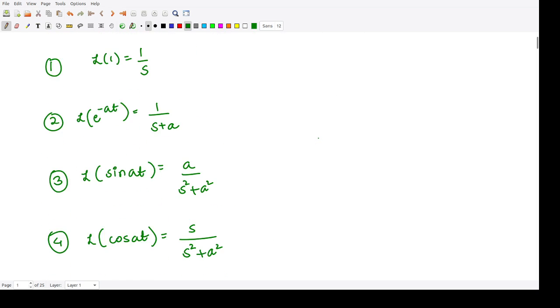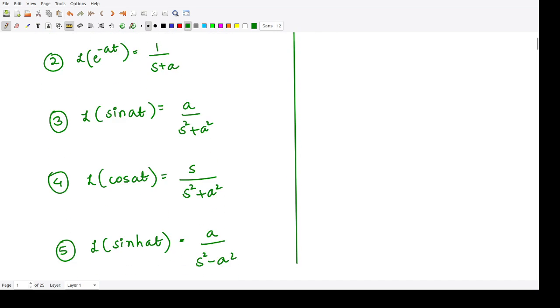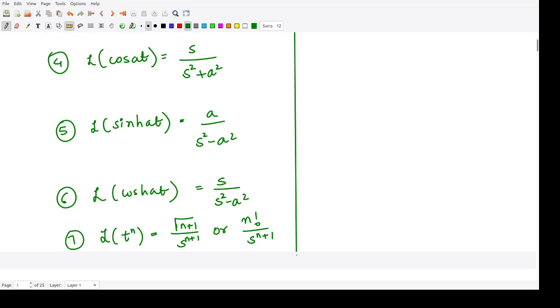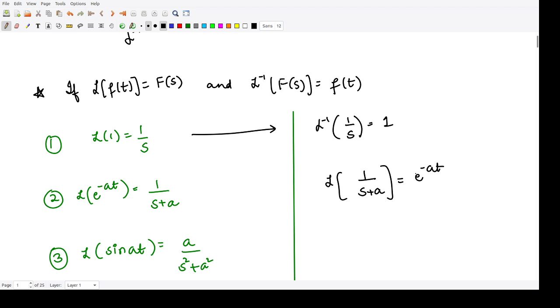So for all these formulas we can write the corresponding inverse Laplace transform. So what would that be? In the first case, the Laplace inverse of 1 upon s is equal to 1, using this particular formula. The Laplace inverse of 1 upon s plus a is equal to e to the power minus at. Okay, so this is the first formula, this is the second formula.